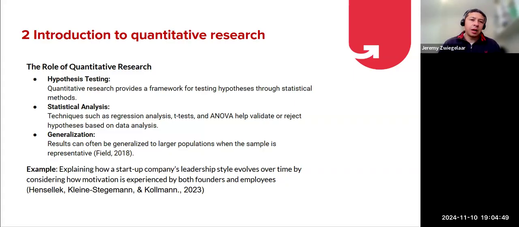Generalization. So from our findings, we look to then generalize to larger populations when the sample is representative. The point here is it has to be representative, and we can determine this by developing samples that are robust enough and that are represented in terms of the selection process.